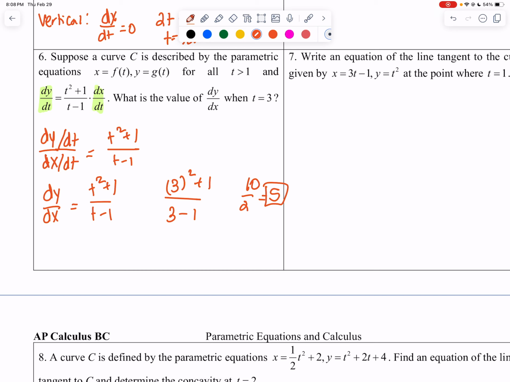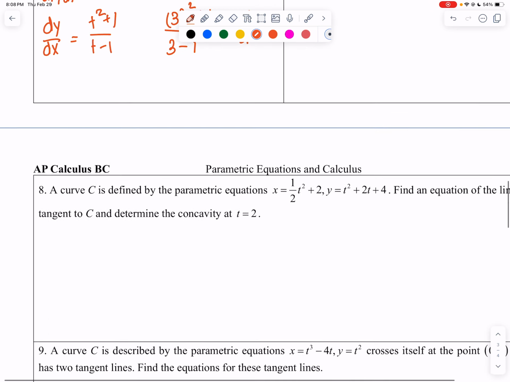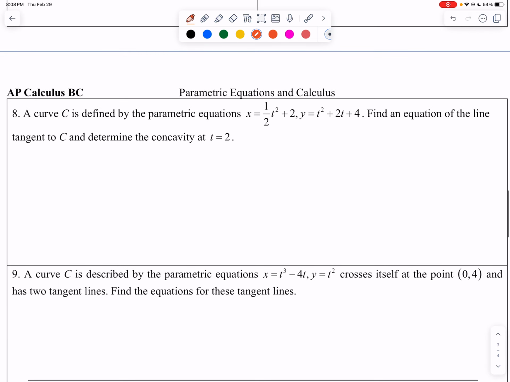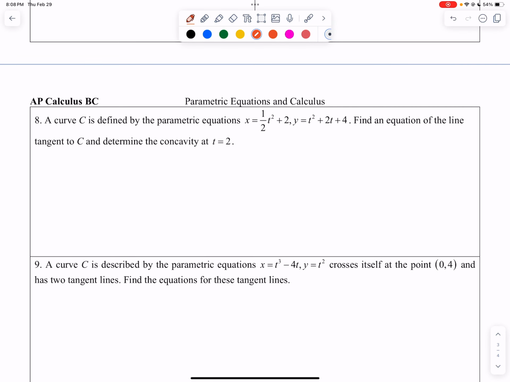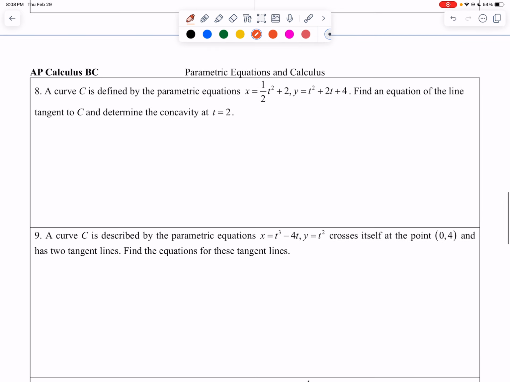All right, let's go ahead and do number 8. A curve C is defined by the parametric equations x is equal to 1/2 t squared plus 2, y is equal to t squared plus 2t plus 4. Find the equation of the tangent to C and determine the concavity at t is equal to 2.